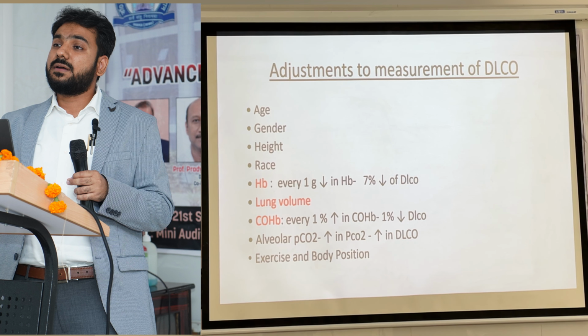Okay, so a lot of data is already there. And hemoglobin, which is a very important factor, every 1 gram fall in hemoglobin will lead to 7% fall in DLCO. Lung volume, obviously if the lung volumes are less, the amount of air that is reaching the lung is less, the amount of carboxyhemoglobin, the CO that we are going, that will ultimately affect the DLCO.